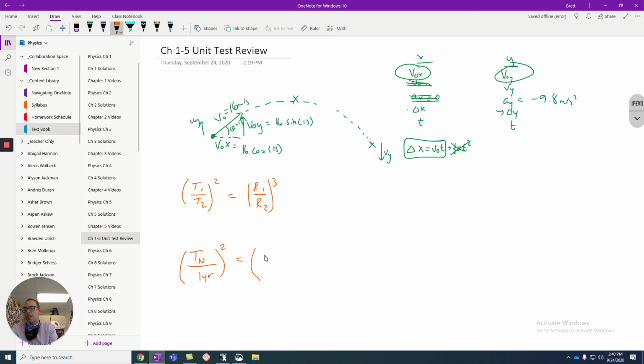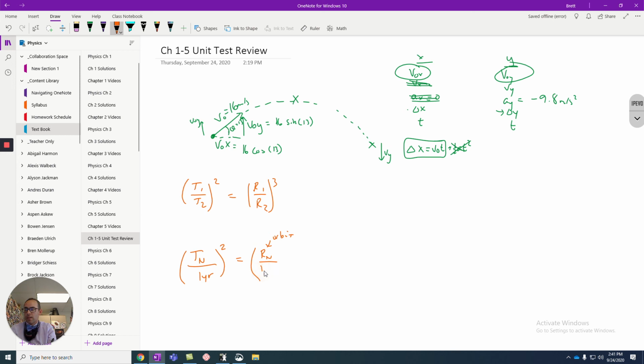Equals, now I need to know the radius of Neptune's orbit. That would have to be given in the question, or I'd have to give you access to finding that, whether that's in the book or maybe looking online. I'd have to give you access to that information if I don't give it to you right away. And then I'd look at the radius of the Earth's orbit as it orbits around the sun. That's in our useful charts or other useful information.